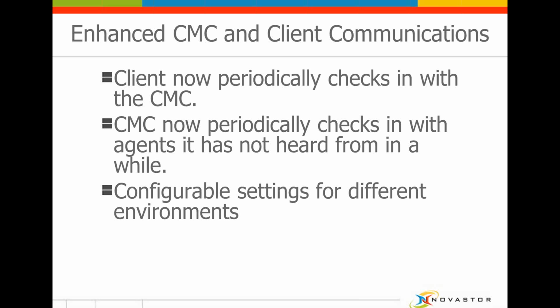Now the Central Management Console will also periodically check in with agents that it has not heard from in a while. Say you have a client that it hasn't heard from in like 2 hours, the Central Management Console will check in with it and see if it's still there, or if it needs to mark it as offline, that type of thing. Both of these things are configurable depending on your environment. In very large environments, you don't want this check happening a lot, even though it is pretty lightweight. If you have 1,000 computers always doing this check every 5 minutes or something like that, that's a lot of overhead to take when you really don't need it.